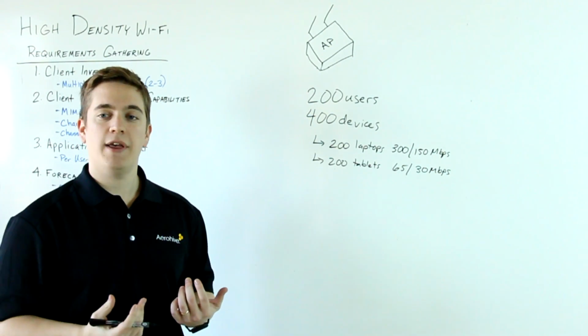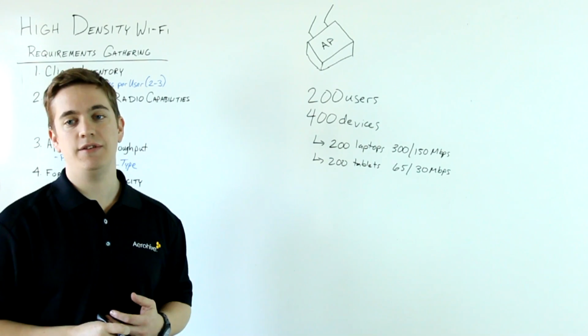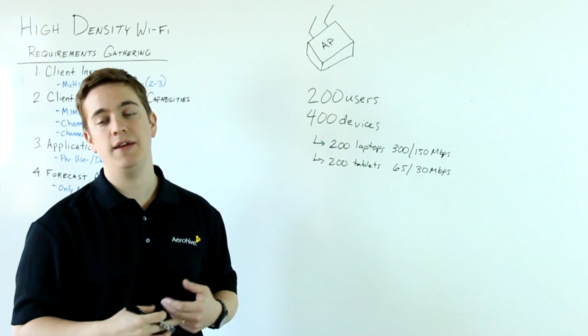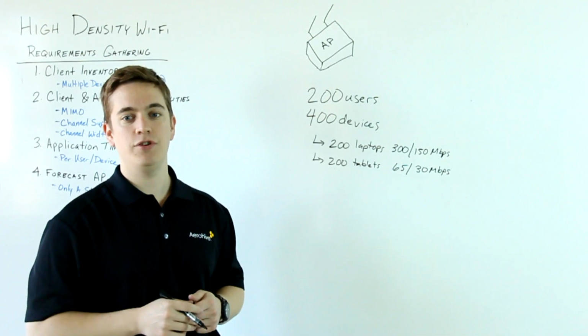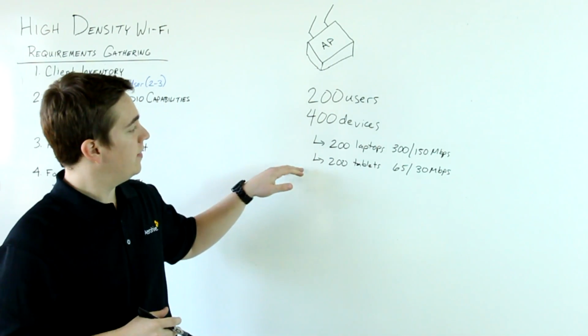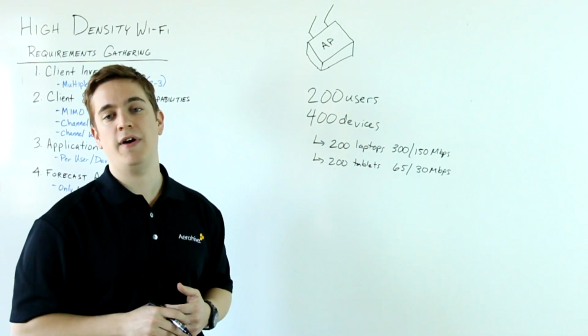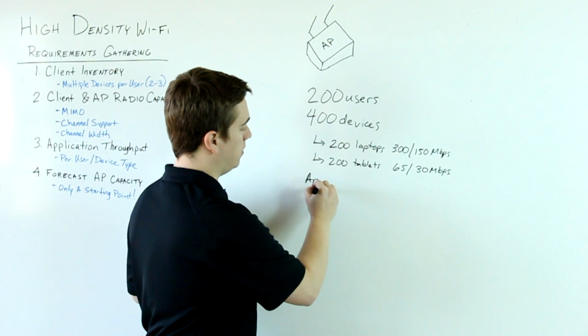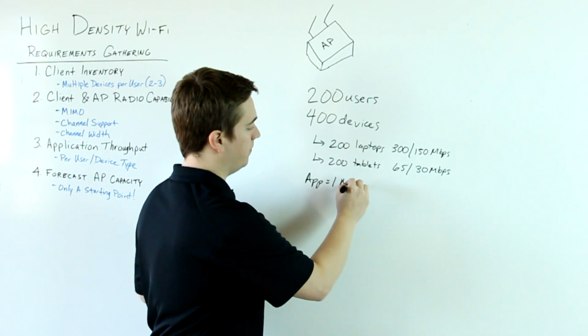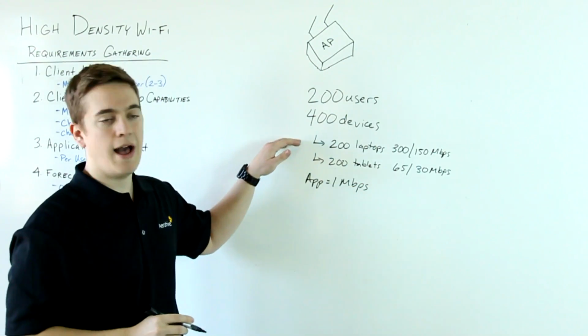Now, for an application, we're going to assume that each client is doing some casual web browsing, email, and taking notes during the lecture. Let's give them just an assumed value of 1 megabits per second. That is the minimum threshold that we want to be able to provide to every client. So our application throughput in this case is 1 megabits per second, whether they're on a laptop or a tablet.